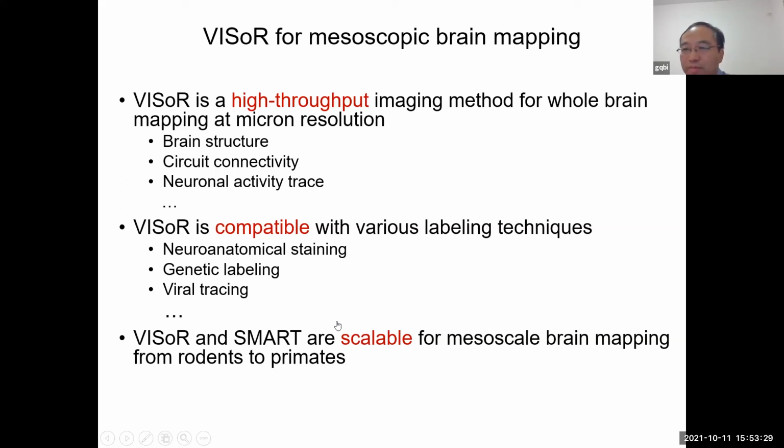And the more important thing for us is that it's scalable. So it can image as small as a mouse brain and as big as a monkey brain. And eventually, we hope that we can use this to image a human brain.